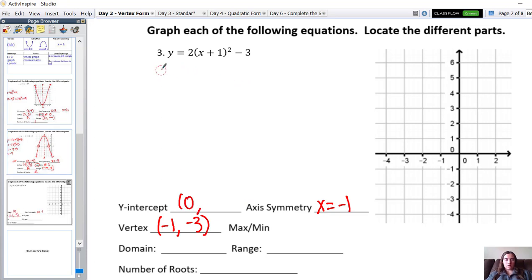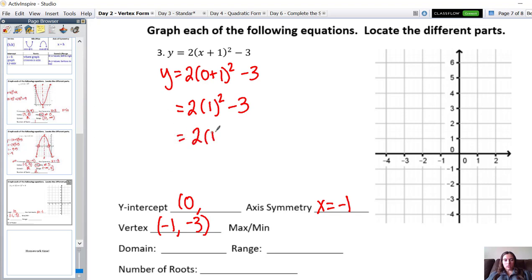So when we substitute that in, we get 2 times (0 plus 1) squared minus 3. Parentheses first, 0 plus 1 is 1. Squared, 1 squared is 1. So we have 2 times 1 minus 3. So we have 2 minus 3, which is negative 1. So our y-intercept is at (0, negative 1). Vertex was at (negative 1, negative 3). (0, negative 1). Axis of symmetry through that vertex.